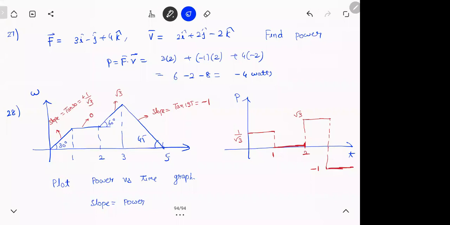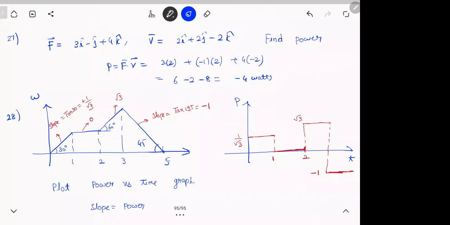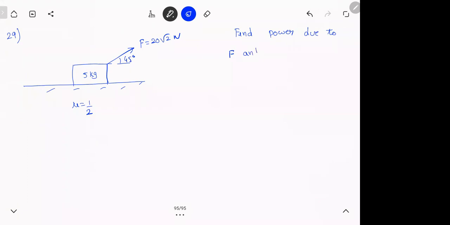Any doubts on this? Next one. Turning the page. We have a block. We have a force 20 root 2 newtons. Mass 5 kg. Mu is half. This is 45 degrees. Find power due to friction and due to force F at t equal to 2 seconds.